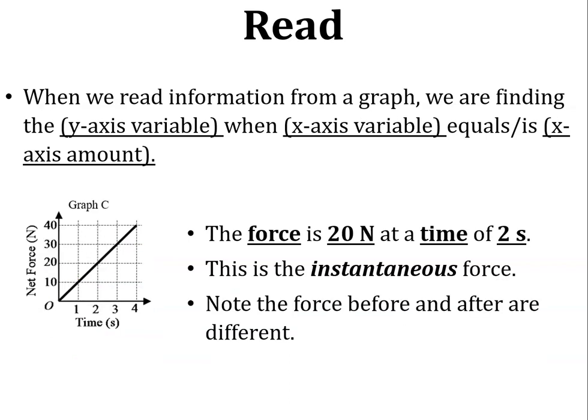Now, with this graph, the force versus time graph, we can do the same thing. At this location, the net force is 20 newtons at a time of 2 seconds. Again, this is the instantaneous force. This is the force at 2 seconds. But before that and after that, the force is going to be different.